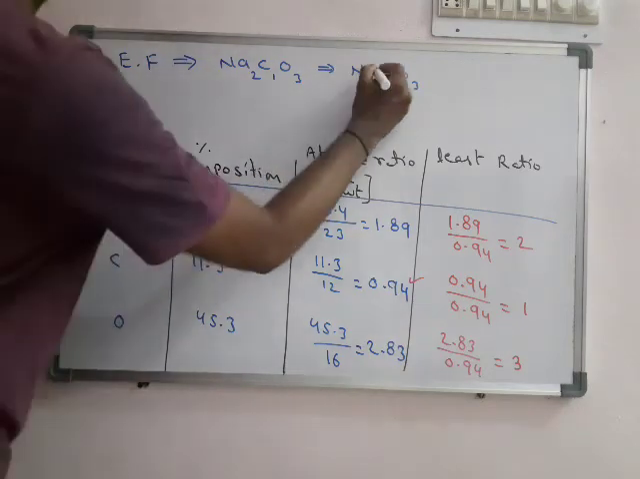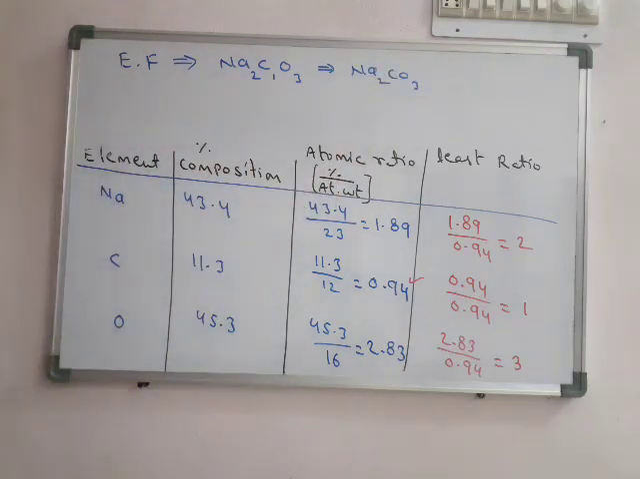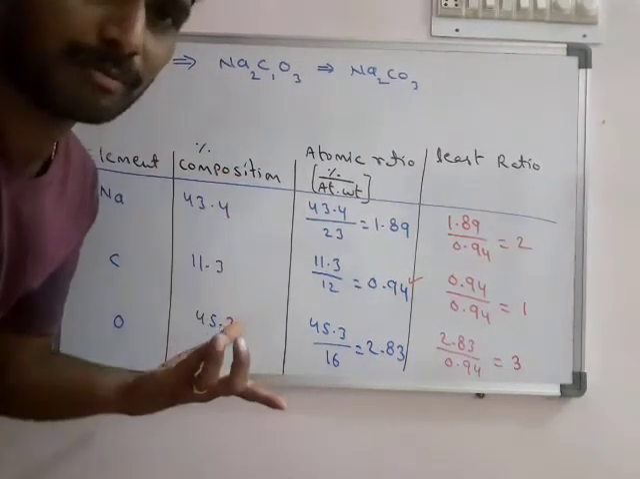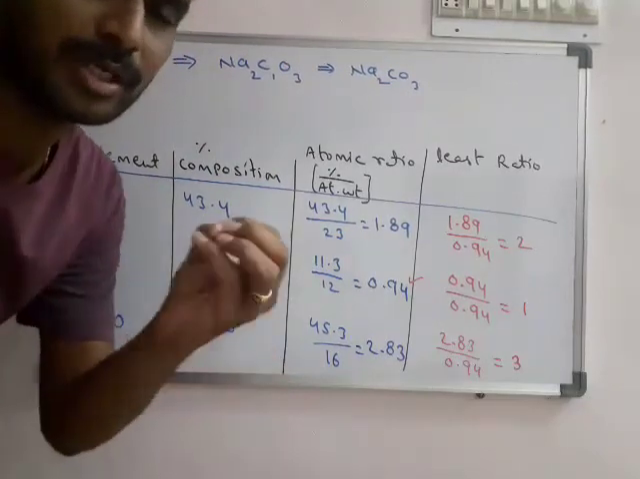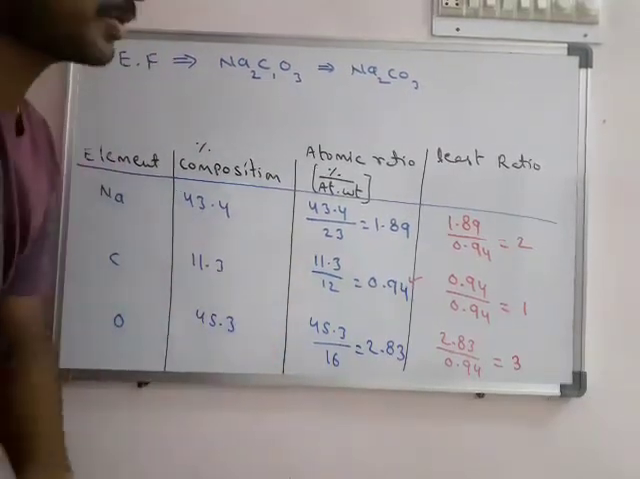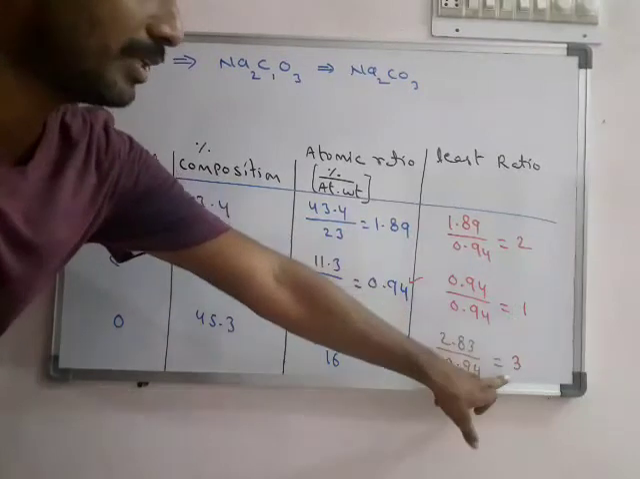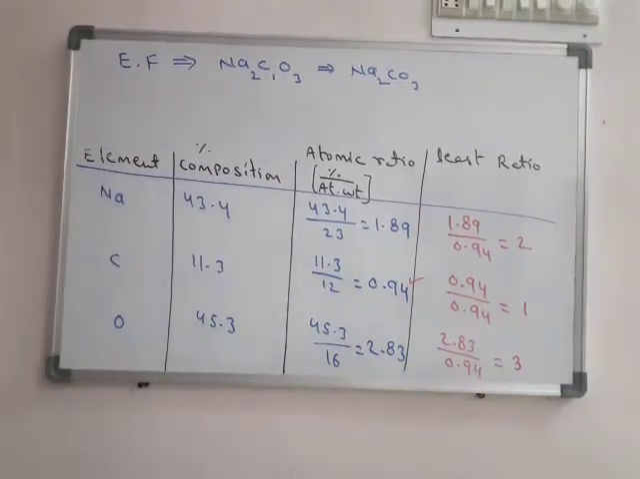Okay, so the empirical formula is Na2C1O3. Sodium carbonate has the same molecular formula, it is different, but in the question it is asked only about the empirical formula. So the empirical formula is Na2C1O3. Next we see one more problem like this.